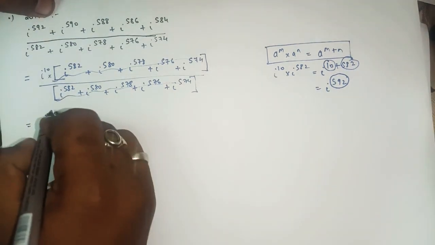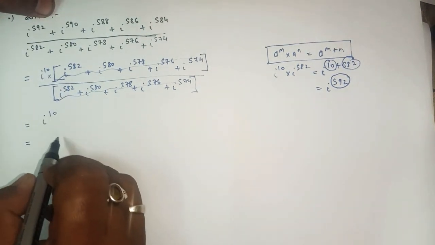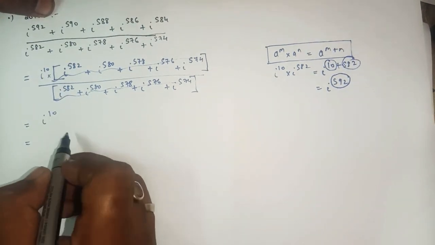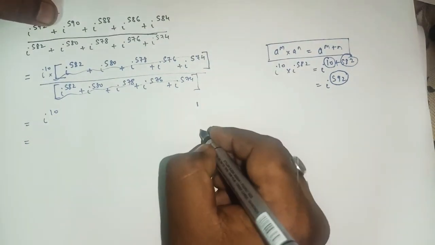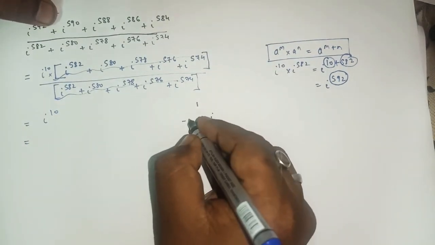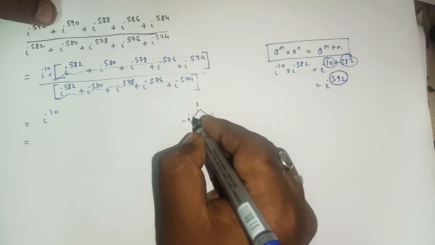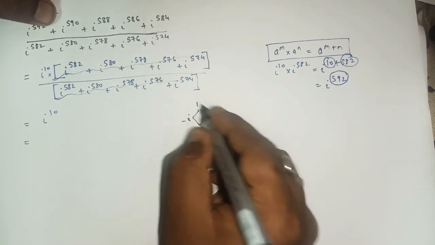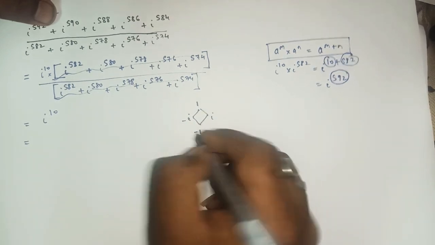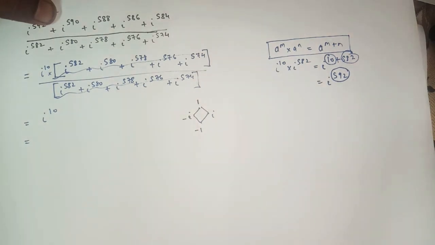You can break this 10 as 7 into 3, 8 into 2, or by using this technique also you can find your answer. 1 2 3 4 5 6 7 8 9 10. So the answer will be what? Minus 1. So directly we can write the answer as minus 1.